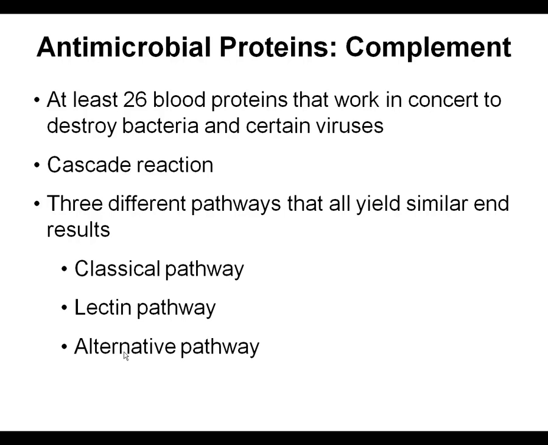Antimicrobial complement. This is a series of cascade proteins that work together to destroy bacteria and certain viruses. It's kind of a domino reaction. This reaction has three different pathways, and each one of these pathways results in the puncturing of the cell membrane. You have the classical pathway, the lectin pathway, and the alternative pathway. The classical pathway is what I am going to talk to you about. Just understand that the lectin and the alternative pathways end up causing the same damage, but with a different beginning.